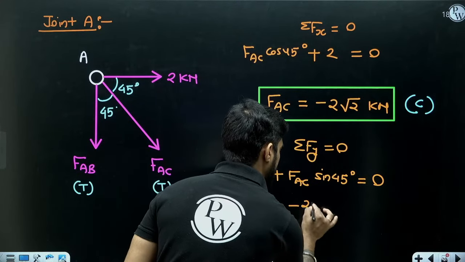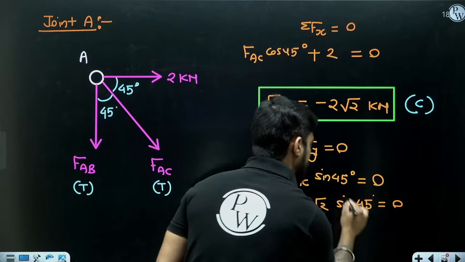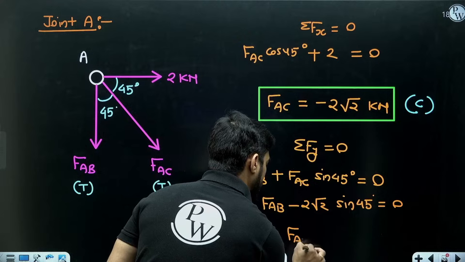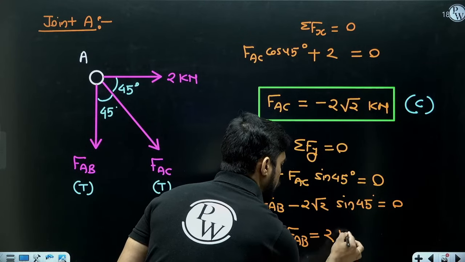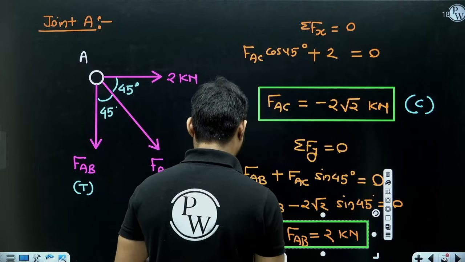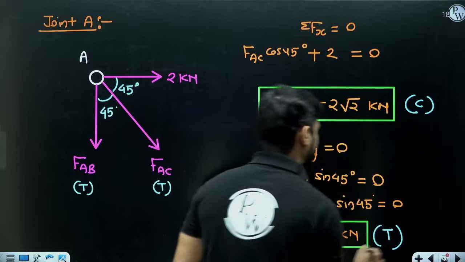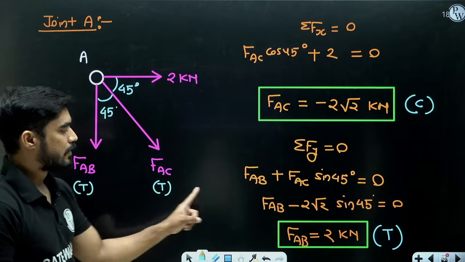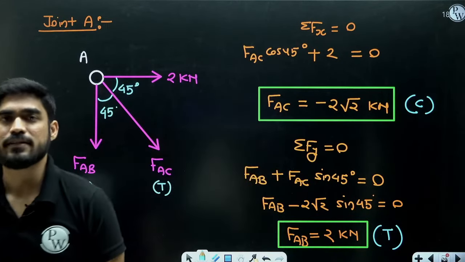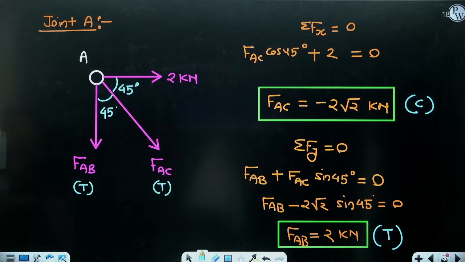So this will be minus 2 root 2 sine 45. Sine 45 is 1 by root 2. So FAB will be equal to 2 kilonewton. And this is positive. I have assumed tensile, and I am getting a positive answer, which means this is tensile. So we have calculated the force in AB as well as AC. Force in AB is tensile, force in AC is compressive.